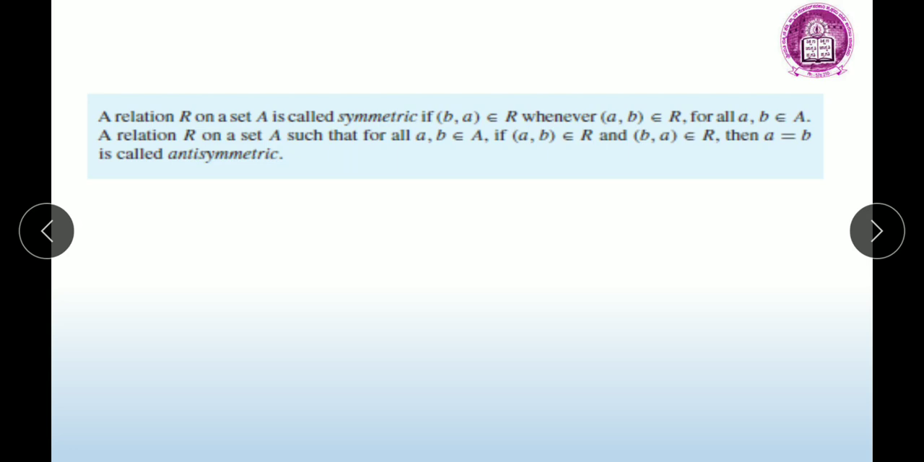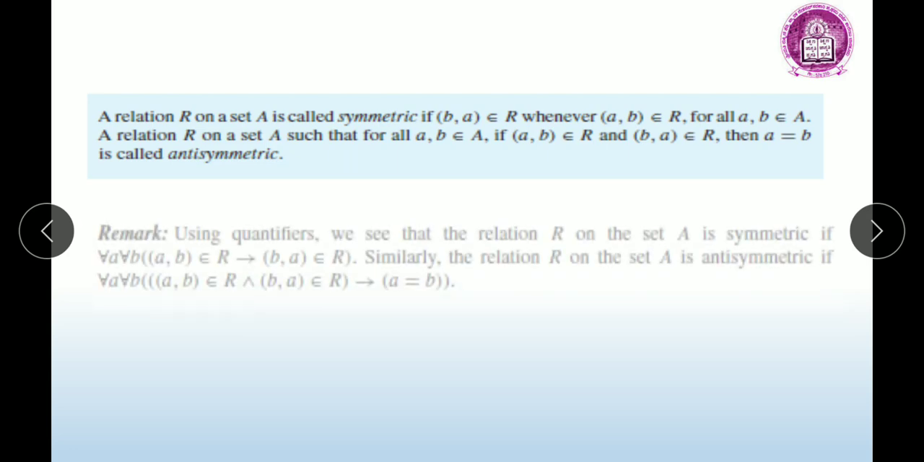So here is the definition of a symmetric relation. A relation R on a set A is called symmetric if the ordered pair B, A belongs to R whenever the ordered pair A, B belongs to R for all A, B in A. A relation R on a set A is such that for all A, B in A, if the ordered pair A, B belongs to R and the ordered pair B, A belongs to R, then A is equal to B, is called antisymmetric.